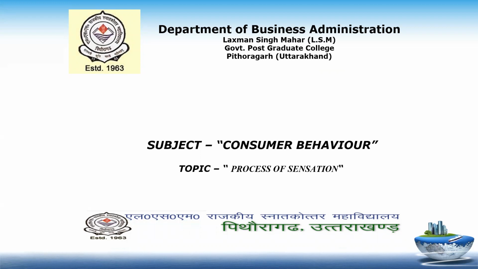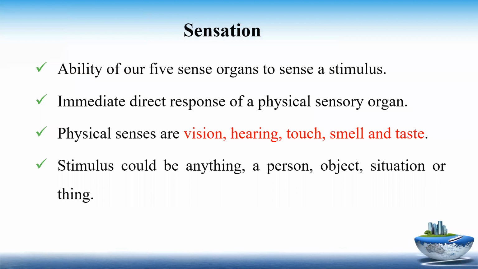The first thing that we should know in perception is about sensation. So today's topic is all about the process of sensation. So what is a sensation? Sensation may be simply described as an immediate direct response of a physical sensory organ. And what could be these physical sensory organs? Physical senses are vision, hearing, touch, smell, and taste. These physical senses are continuously exposed to internal or external stimuli, and human sensation occurs because of them.